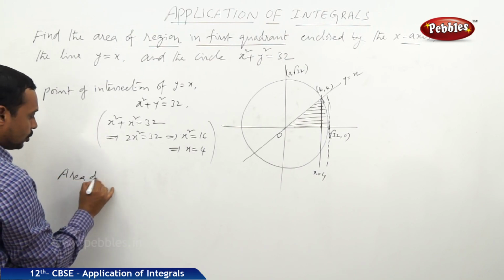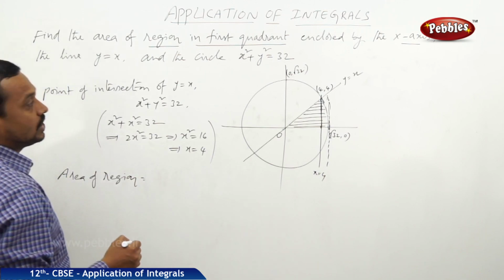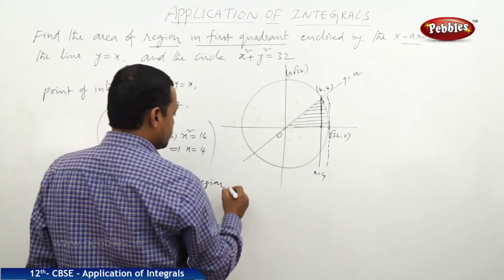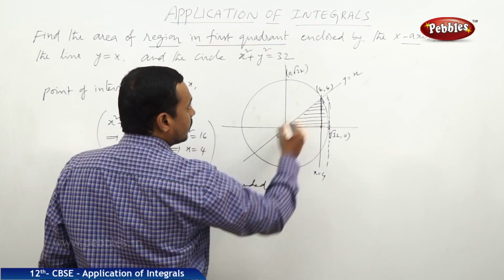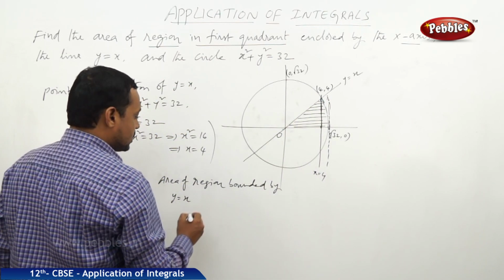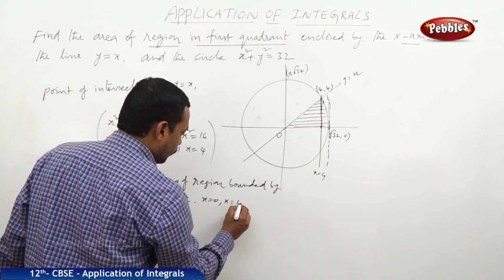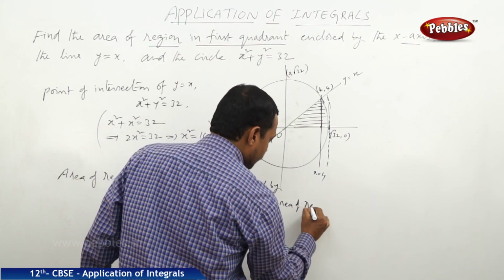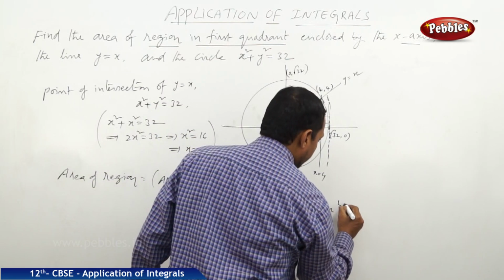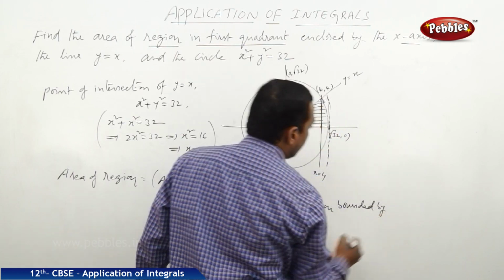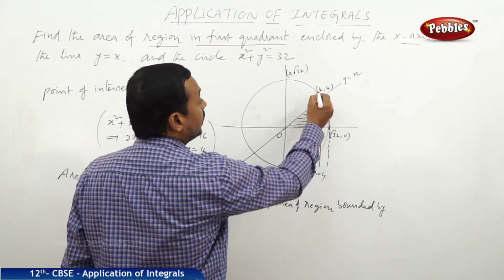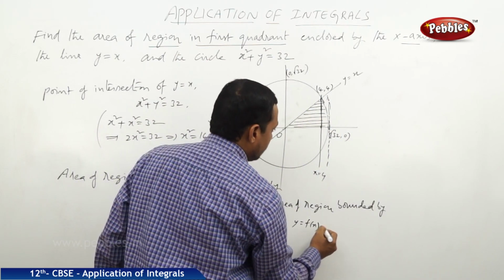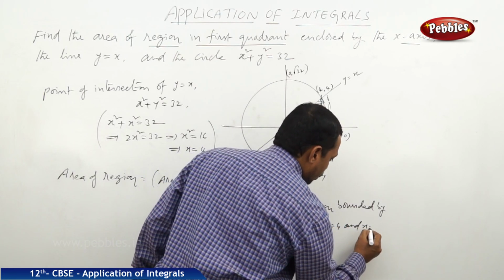Hence the area of the region is equal to the area of the region bounded by the line y is equal to x and x is equal to 0, x is equal to 4, plus the area of the region bounded by the curve y is equal to f of x with x is equal to 4 and x is equal to root 32.